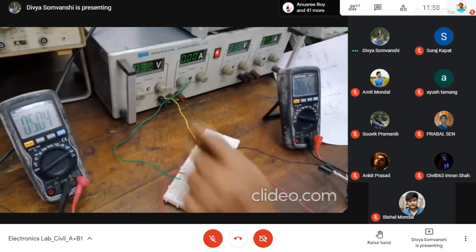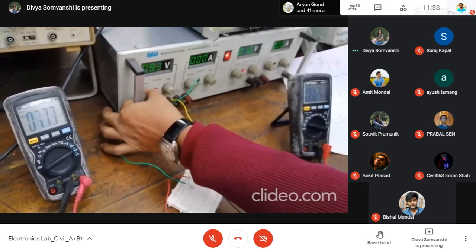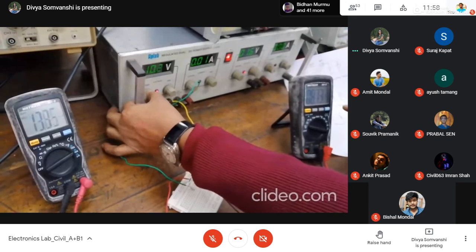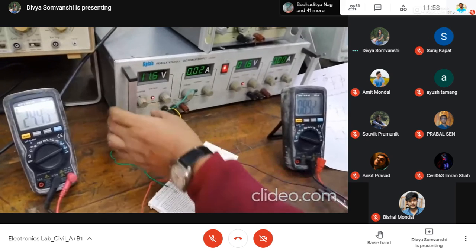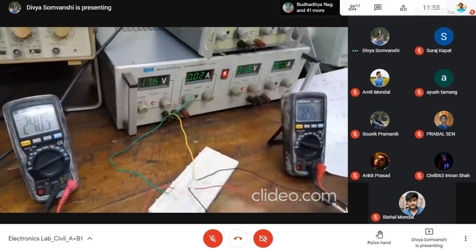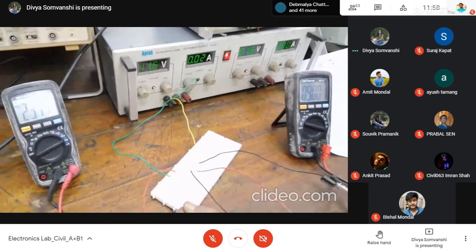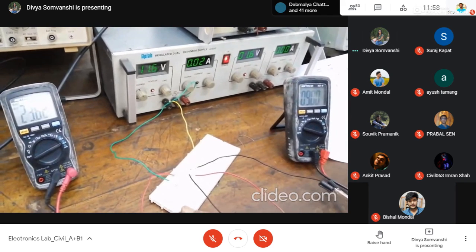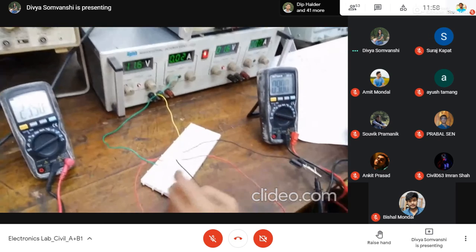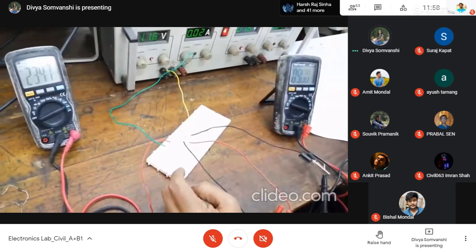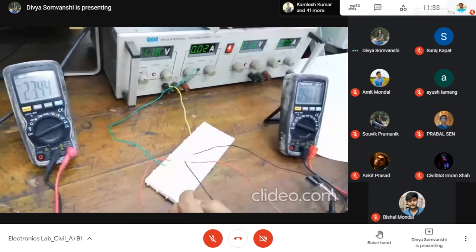That means large current flows, and if we further increase, you see the voltage more or less constant. Voltage is more or less constant, but the current is increasing. That means whenever Zener breakdown voltage appears, the output voltage remains constant and the current increases. It is used for voltage stabilization or regulation purpose.